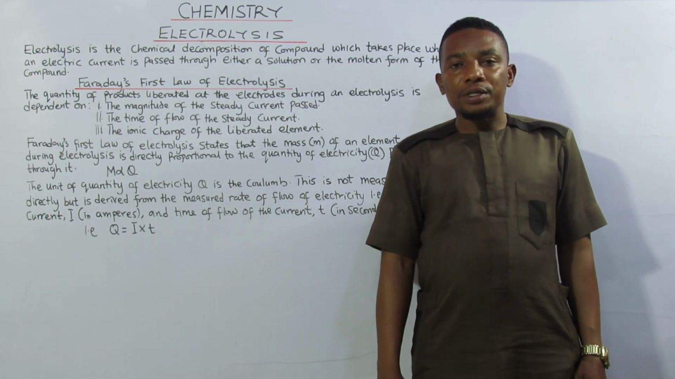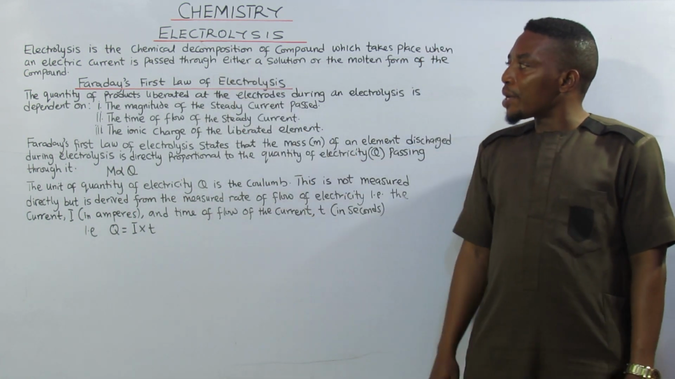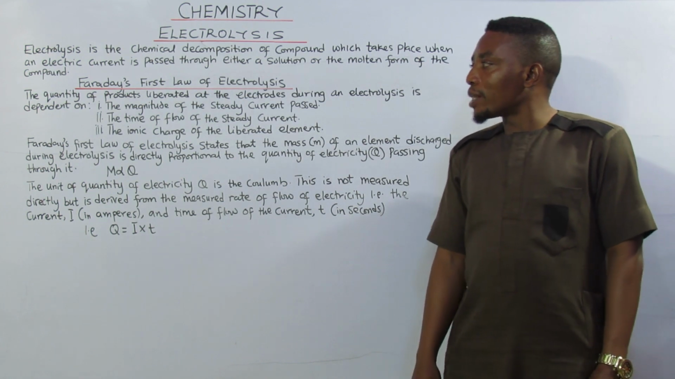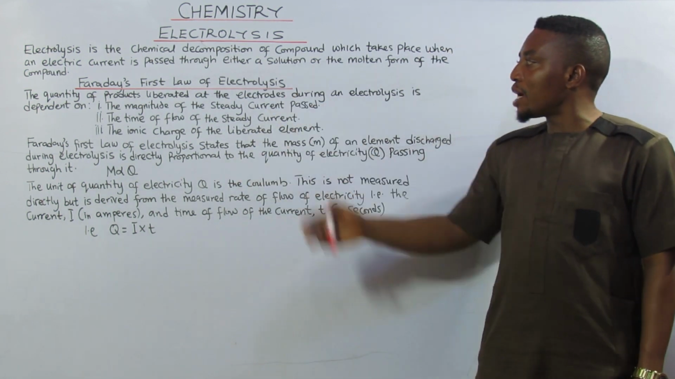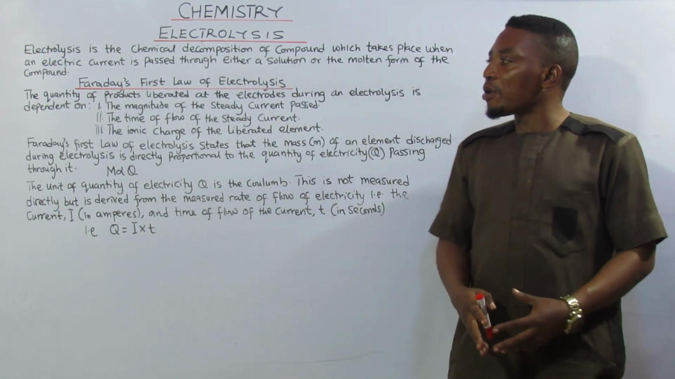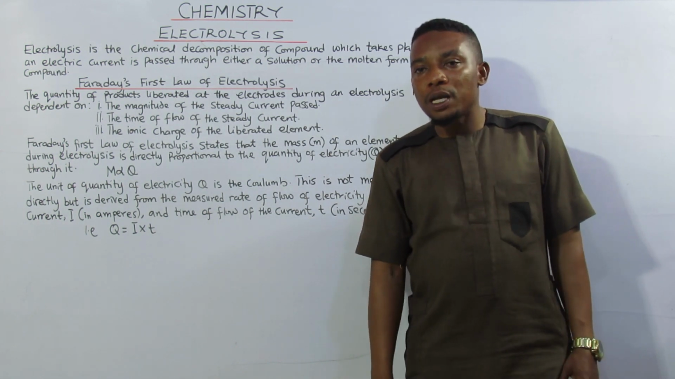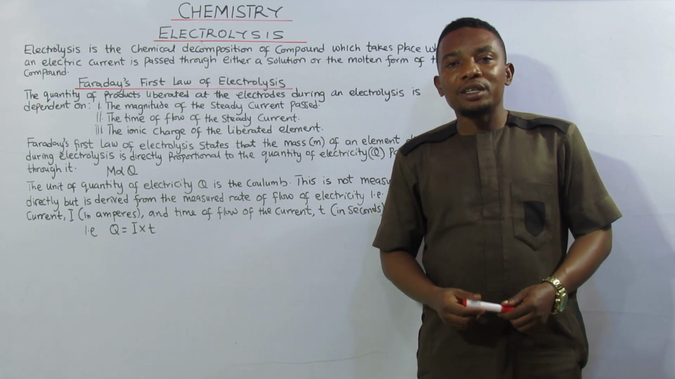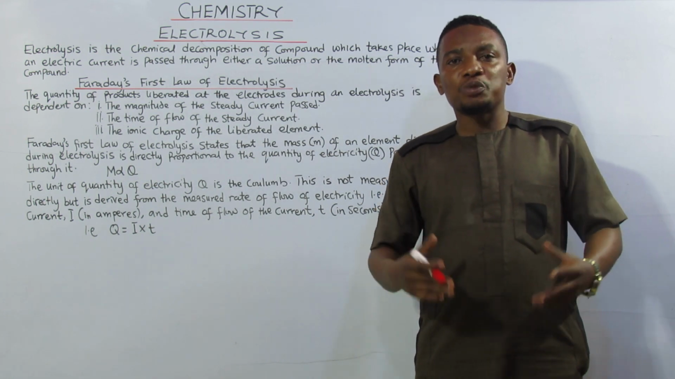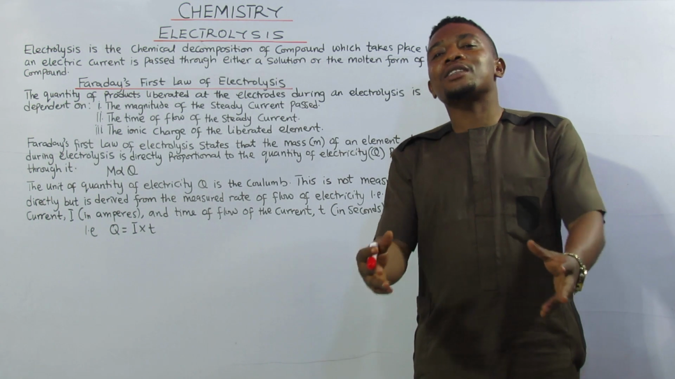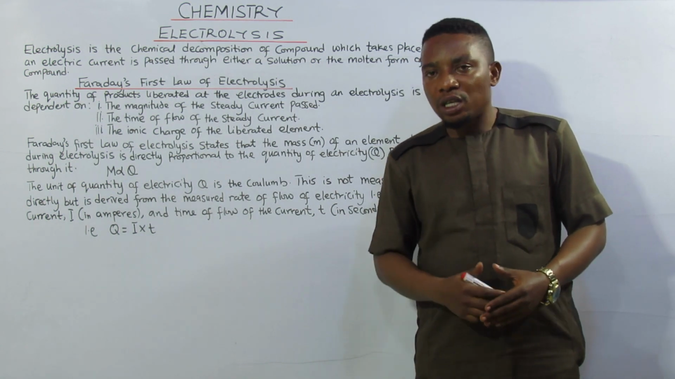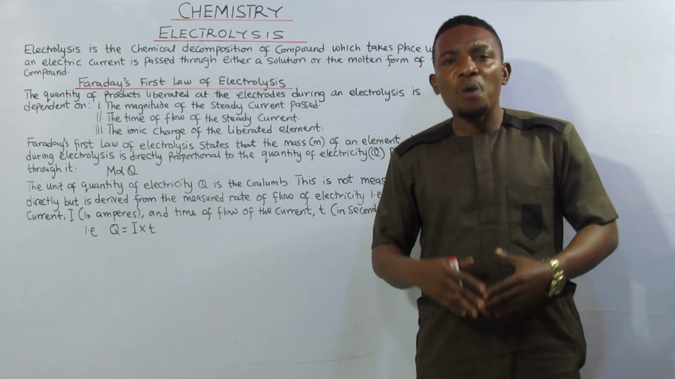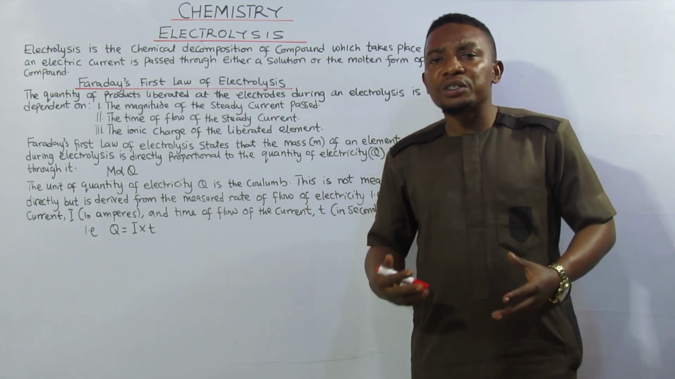What is electrolysis? Electrolysis is the chemical decomposition of a compound which takes place when an electric current is passed through either a solution or the molten form of a compound. That is to say, when we talk about electrolysis, it is a chemical change that is brought about by the passage of direct current in the solution or in a compound. And when that happens, you say that electrolysis is taking place.